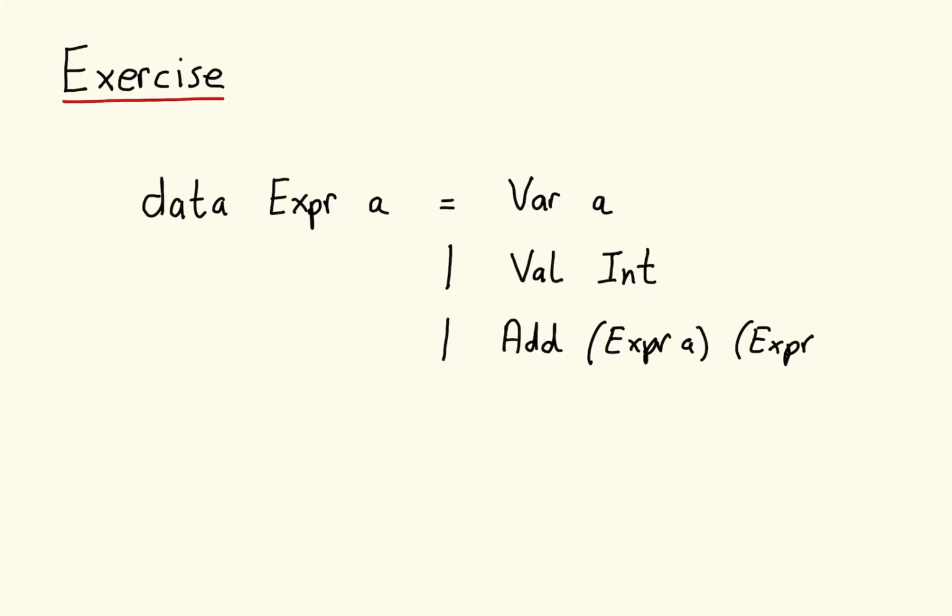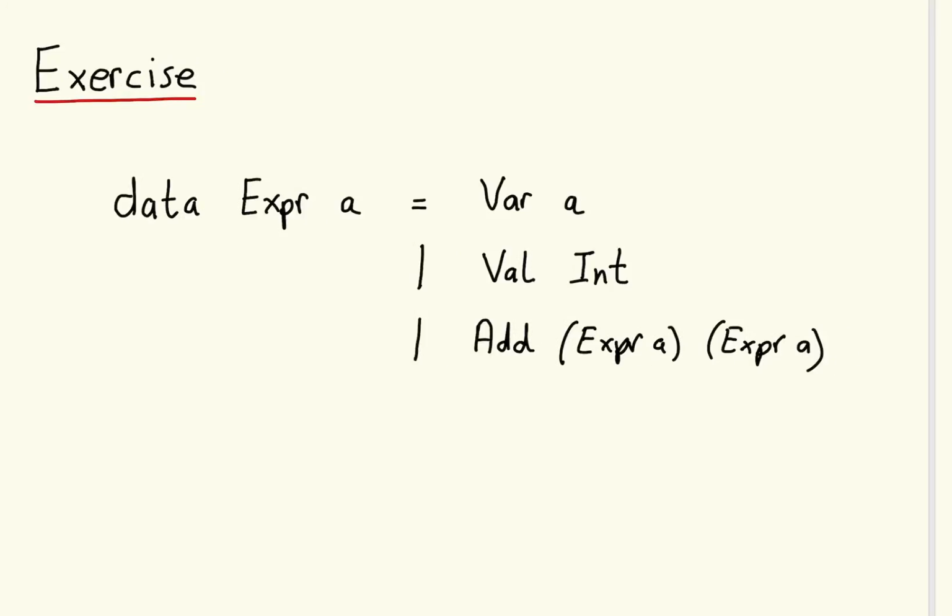Okay, so this is the data type that we're going to be working with. So we have expressions that contain variables of type A, and these are either variables of type A or values which are integers, or the addition of two sub-expressions of the same type. So just to make sure that everyone is happy with the data type, let's have a simple example of this. Suppose we wanted to represent the expression x plus 1 as a value in the expression data type. So how could we do this?